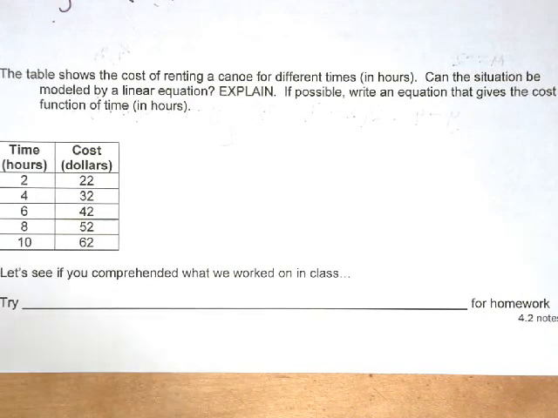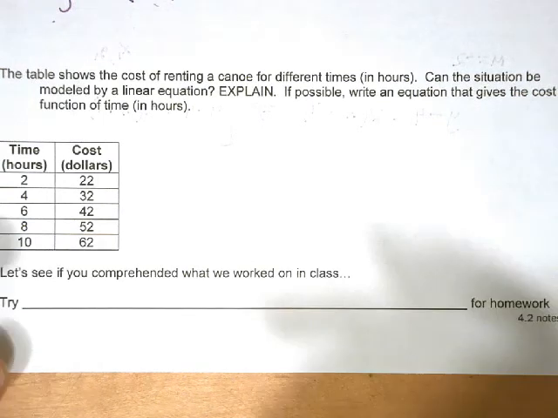Last little bit here, a little story problem. We have a table that shows the cost of renting a canoe for different times in hours. Can the situation be modeled by a linear equation? Explain that. So we'll do that first. And if that's possible, write the equation that gives the cost as a function of time in hours.